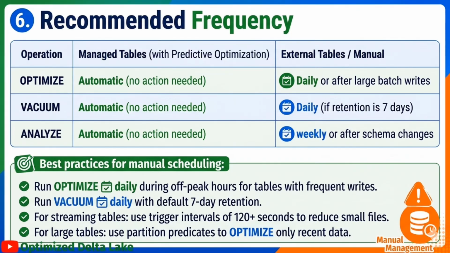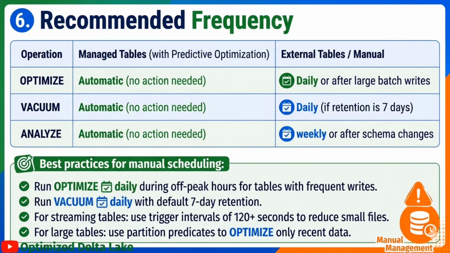So, the key frequency recommendations are: for managed tables with predictive optimization, Optimize, Vacuum, and Analyze are all automatic, meaning no manual action is needed. For external or manually managed tables, run Optimize daily or after large batch writes, Vacuum daily when using 7-day retention, and Analyze weekly or after schema changes.